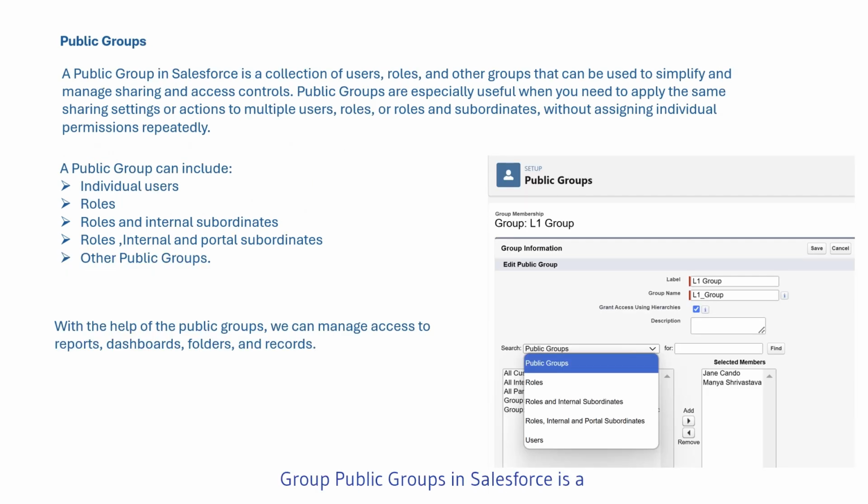Public group. A public group in Salesforce is a collection of users, roles and other groups that can be used to simplify and manage sharing and access control. Public groups are specifically useful when you need to apply the same sharing setting or actions to multiple users, roles or roles and subordinates without assigning individual permissions repeatedly. Now let's see what a public group can include. We can include individual users. We can also add roles, roles and internal subordinates, or other public groups. With the help of public groups, you can manage access to reports, dashboards, folders and records.